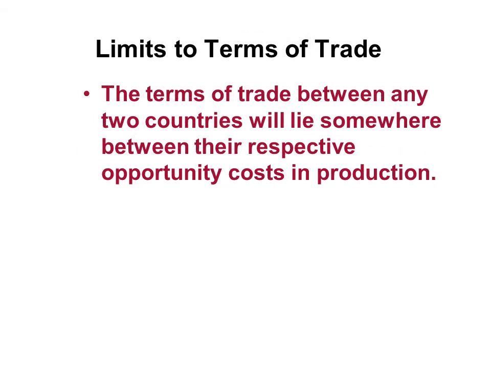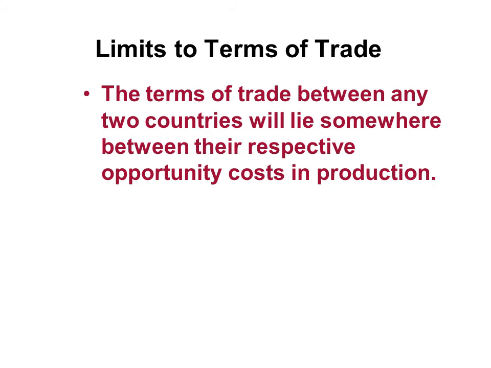An important idea associated with terms of trade is that the terms of trade must lie somewhere between the respective domestic opportunity costs in production. So for instance, neither country is going to make themselves worse off through trade. Neither country will make themselves worse off through trade. No one would ever voluntarily do that.